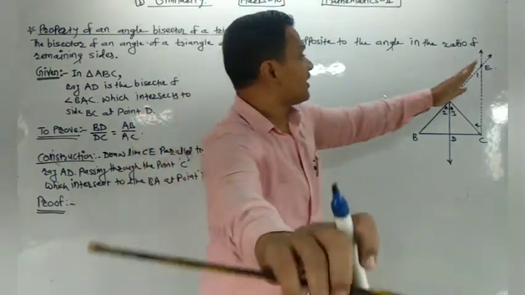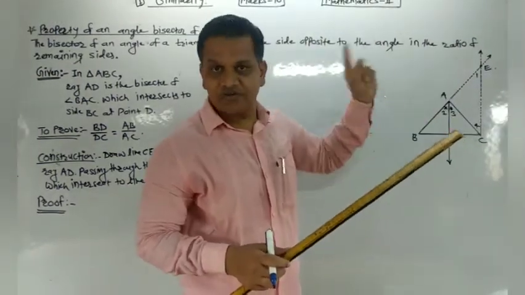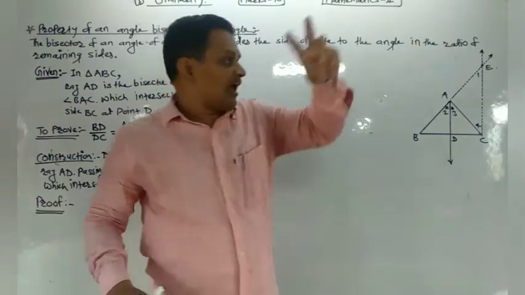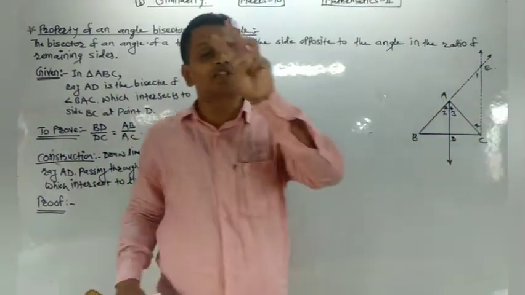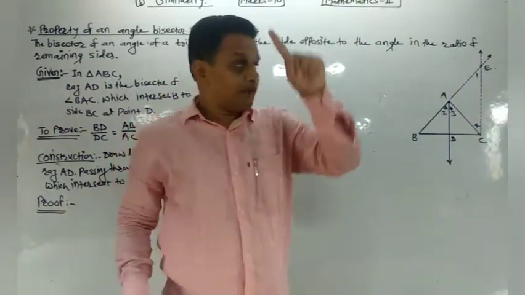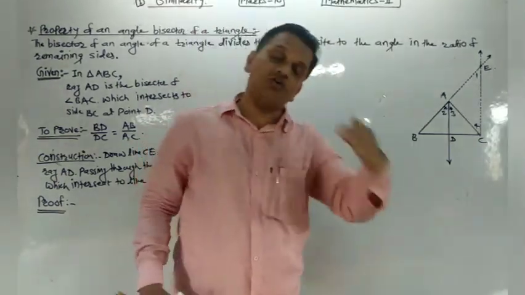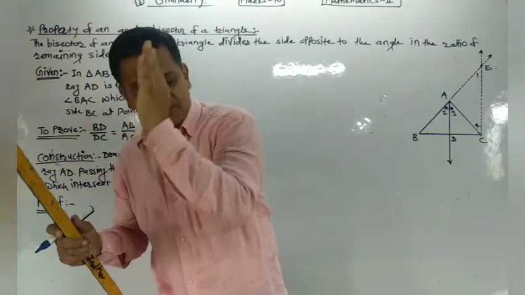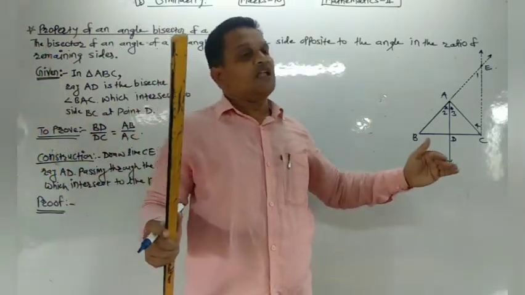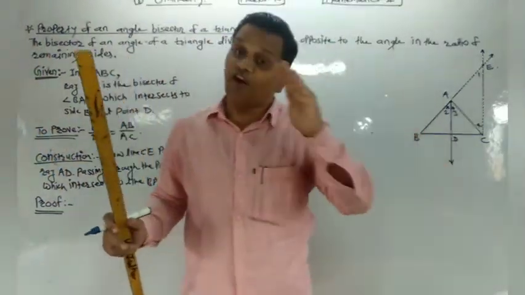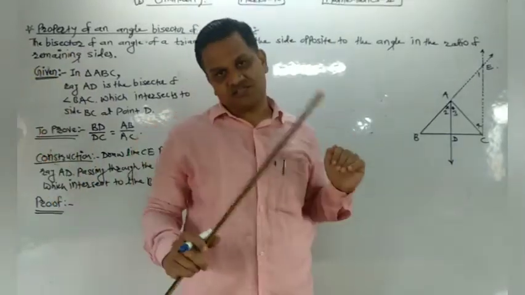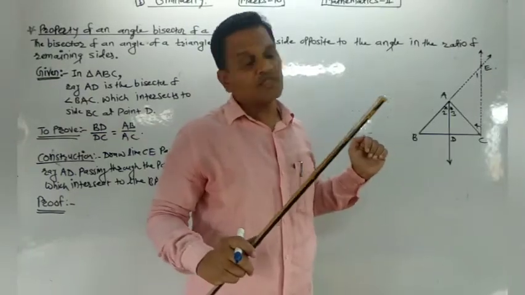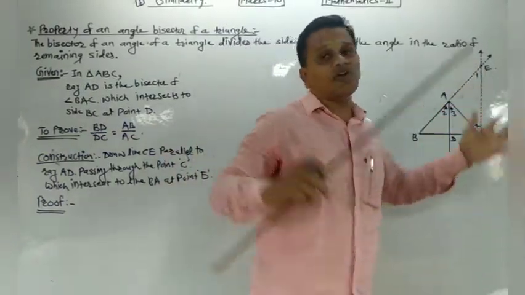This means angle 1 is congruent to angle 2. This is step number 1. Angle 2 is congruent to angle 3. This is step number 2. And angle 3 is congruent to angle 4. This is step number 3. From the first, second and third, we say that angle 1 is congruent to angle 4. This is known as the property of transitivity of congruent angles. This means angle 1 and angle 4 are congruent.